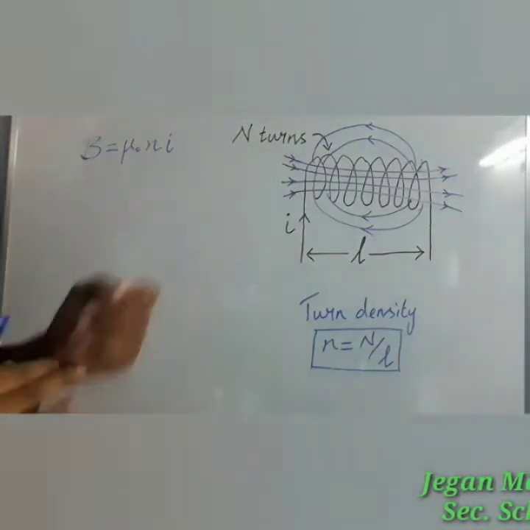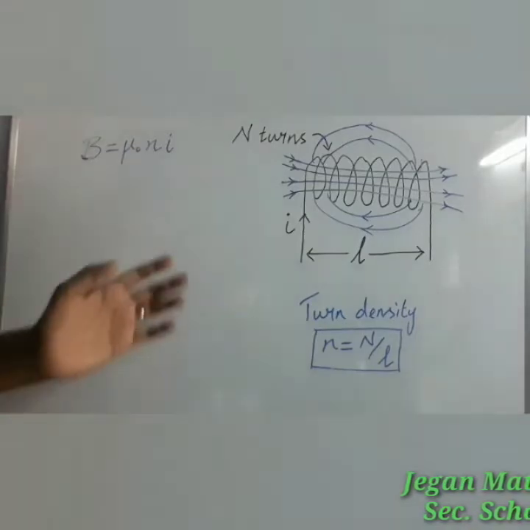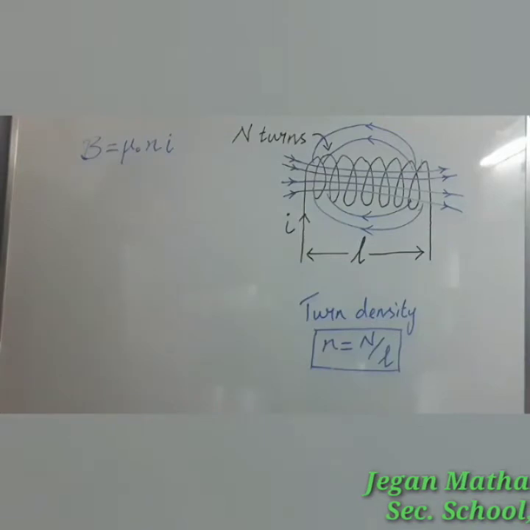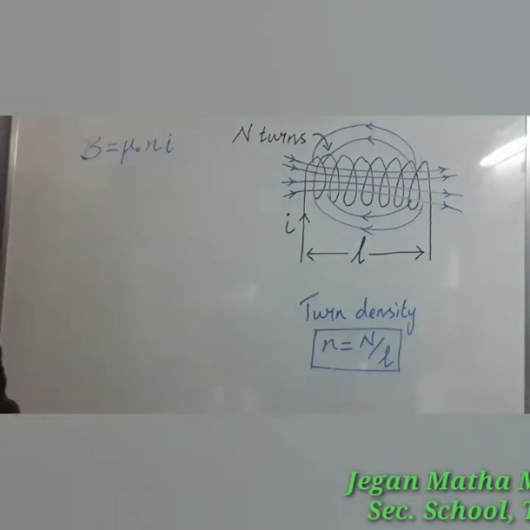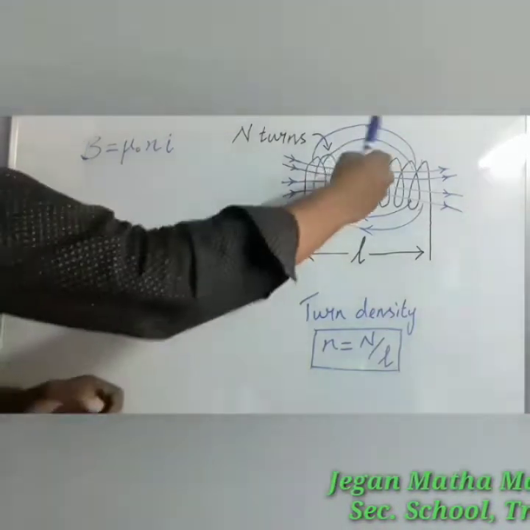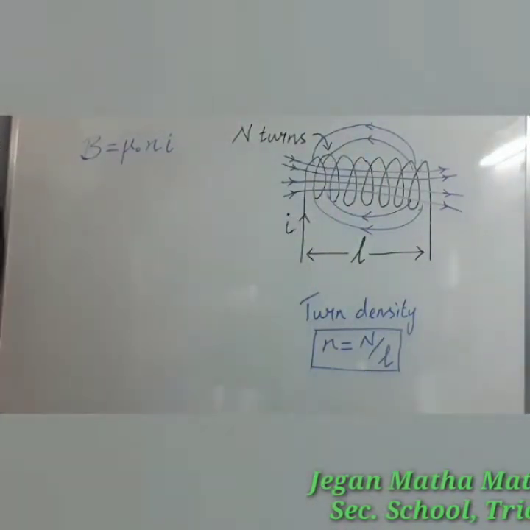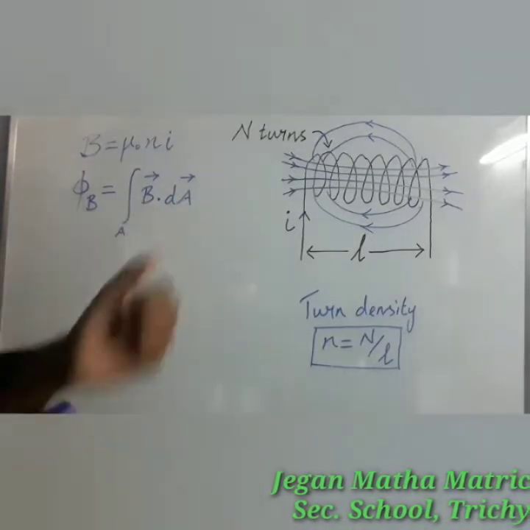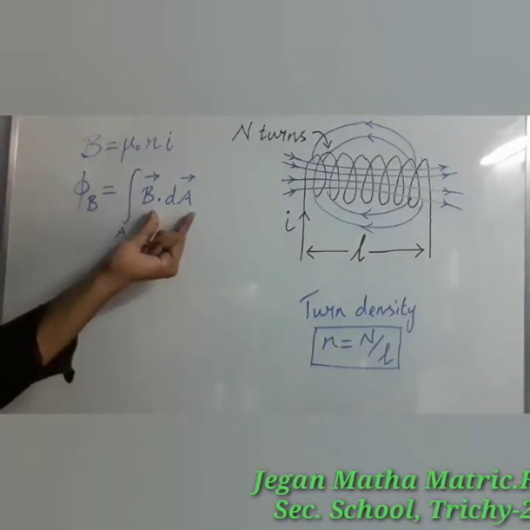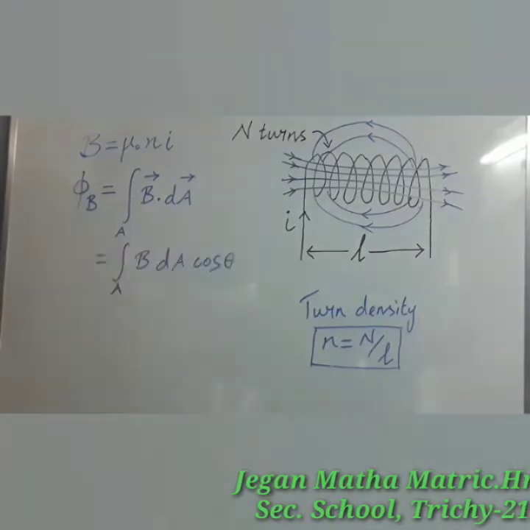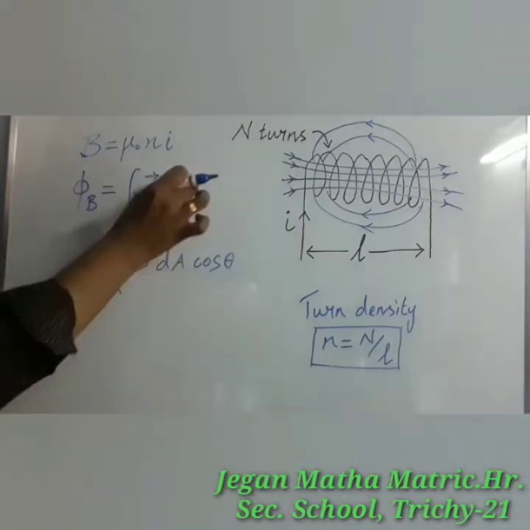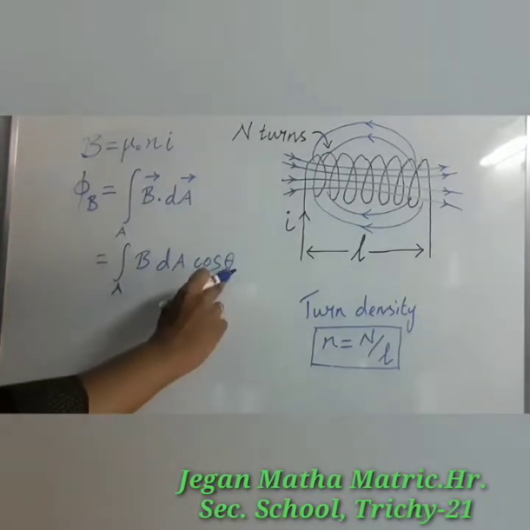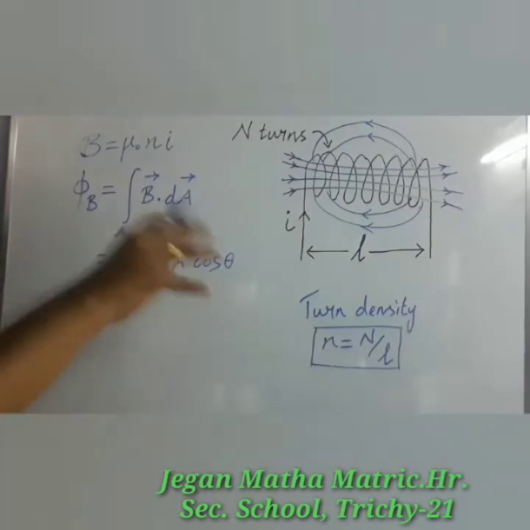So refer to that topic. As the magnetic field passes through the solenoid, the windings of the solenoid are linked by the field lines. That is known as magnetic flux. The magnetic flux passing through each turn of the solenoid is given by phi B equals integral of B dot dA. The dot product can be expanded as magnitude of B and magnitude of dA cos theta, where theta is the angle between the magnetic field line and the normal to the area.